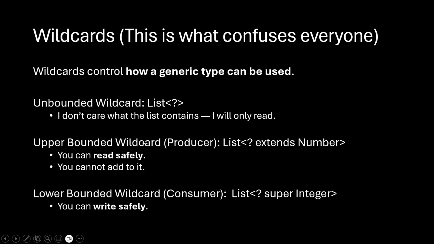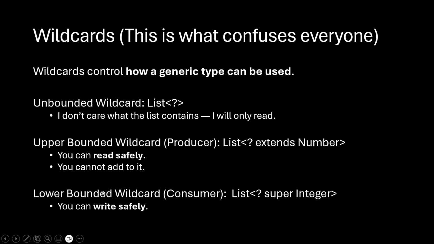We have upper bounded wildcards, which use the producer type of behavior. So, difference between producer and consumer. Producer, it produces data. It spits out data. Consumer, it takes in data. So upper bounded wildcard is basically you have this wildcard extending a number. So any subtype of number can be used as a type parameter. You can safely read it, but you can't add to it.